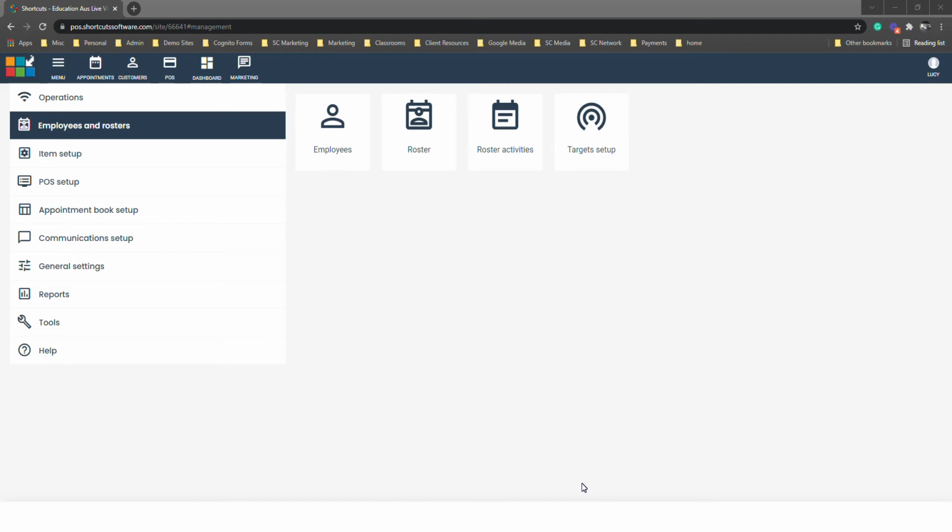Welcome to this Shortcuts Live video on understanding and setting up your targets. Now you can set your targets up for both the business as a whole and individually for your employees.